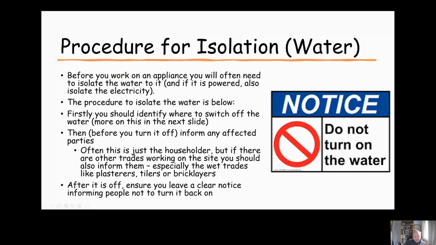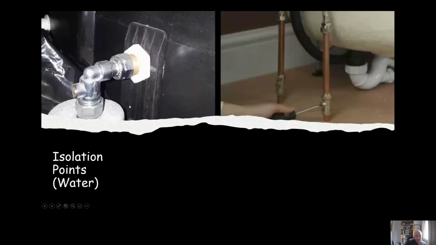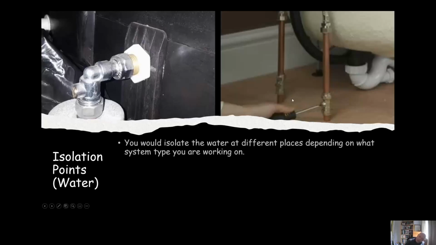And once it is off, make sure you leave a very clear notice where you've switched it off if it's not in your immediate working area, to let people know not to turn it back on, because we don't want to be getting wet. So when it comes to isolating the water, in an ideal world, we would isolate it as close to the appliance we're working on as possible.